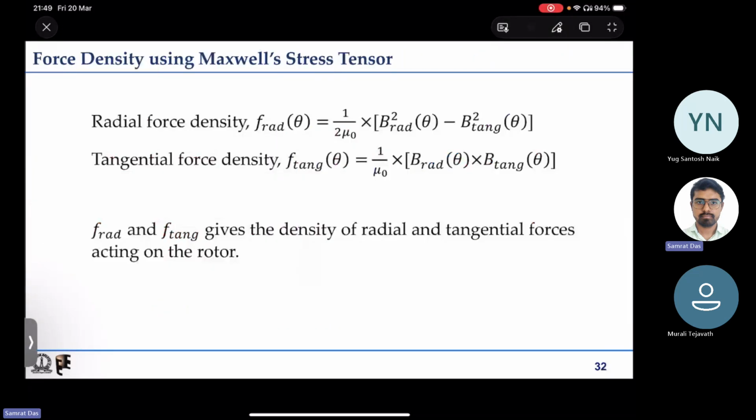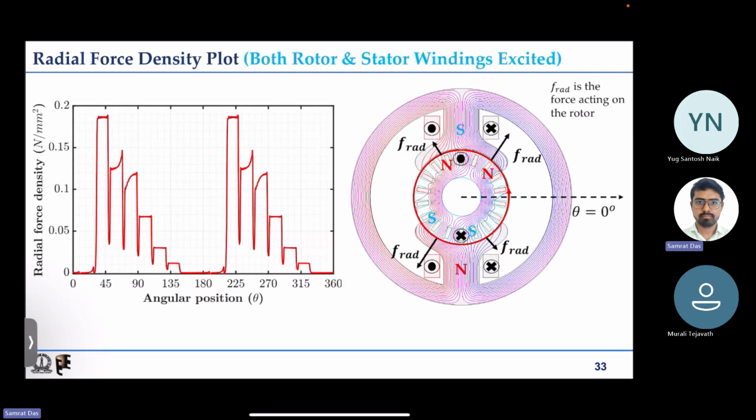So that is all. Now let us try to apply the Maxwell stress tensor to get the radial force density and tangential force density distribution along the air gap. So we'll use these ones, and you know that this second component can be safely neglected while calculating that radial force, whereas for tangential force calculation both are necessary. So this is the radial force density distribution.